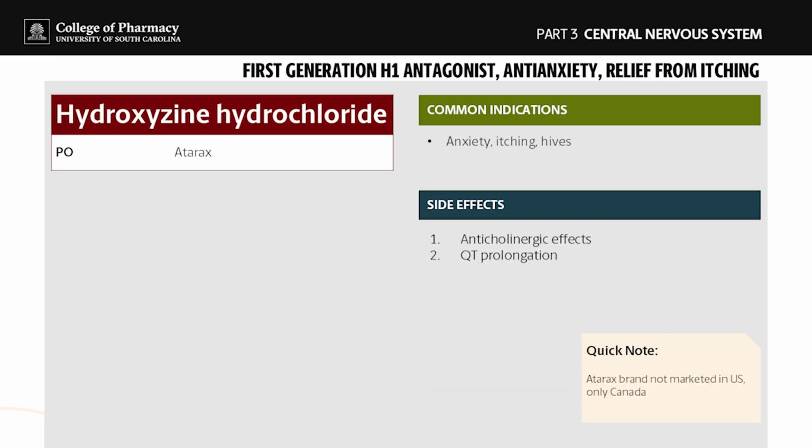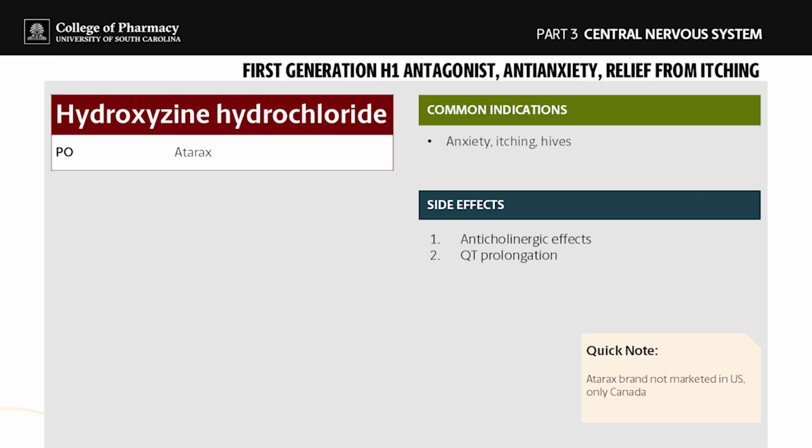All right, let's talk about the first generation H1 antagonist anti-anxiety relief from itching. Hydroxyzine hydrochloride, Atarax. Indication is anxiety, itching, and hives. It's got some anticholinergic side effects, and it can also cause QT prolongation.